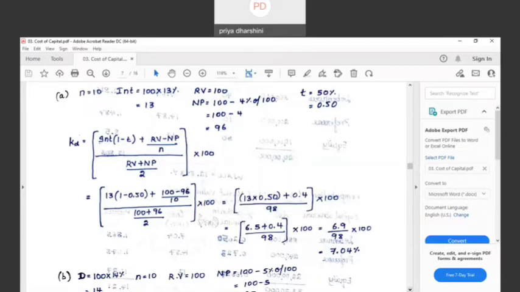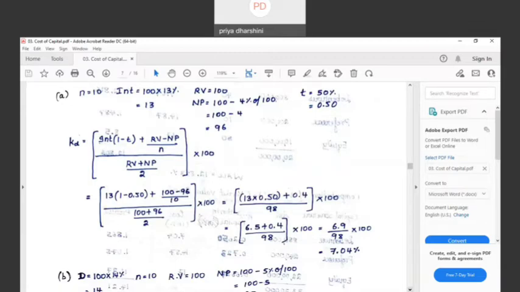The market price of all these securities: debentures rupees 110, preference shares 120, equity shares rupees 22. External financing operations: rupees 100 per debenture redeemable at par, 10-year maturity, 13% coupon rate. What do you mean by coupon rate? Interest rate. 13% coupon rate, 4% flotation cost, sale price rupees 100.